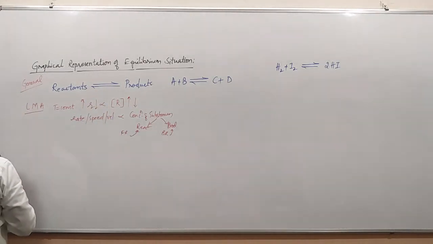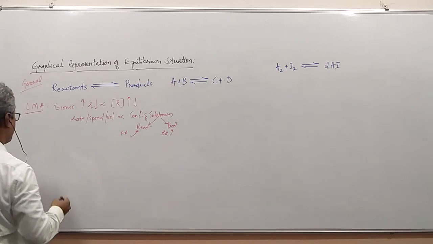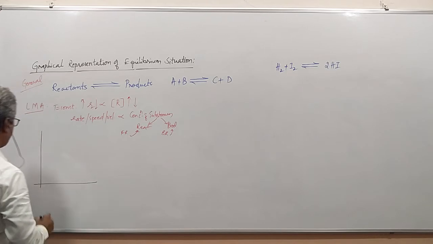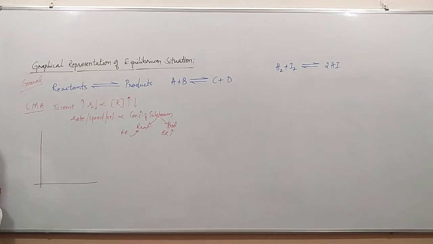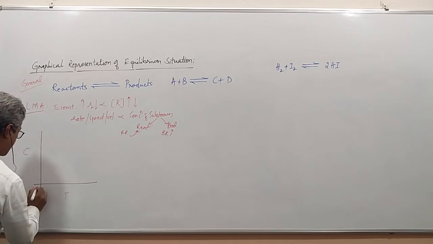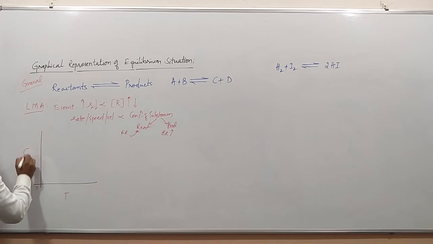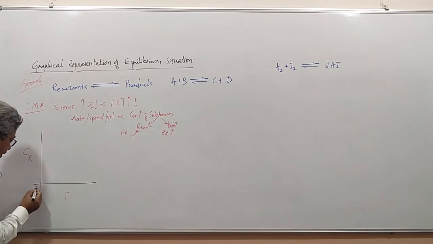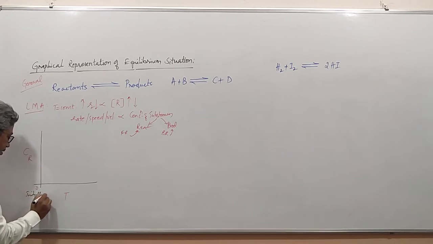Now we draw the graph. See, this is one axis, this is another axis. Here we take concentration, and here we take the time axis. This is 0. Now we deal with the concentration of reactants, which is usually expressed in terms of moles per liter. Initially means time t is equal to 0.